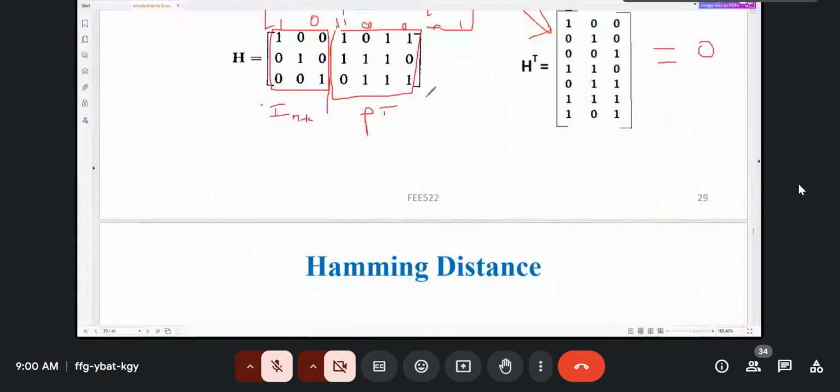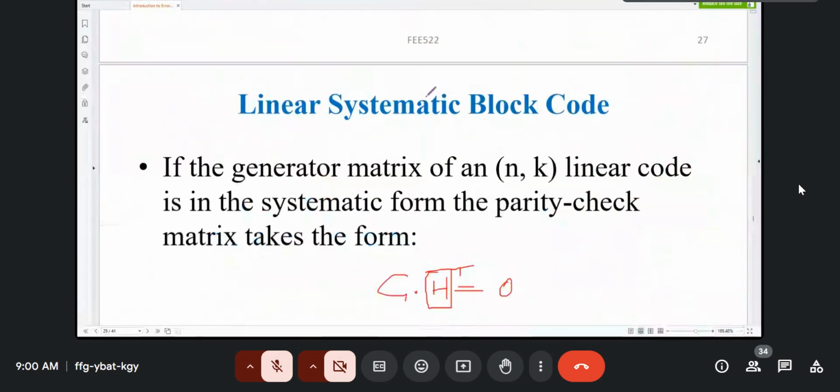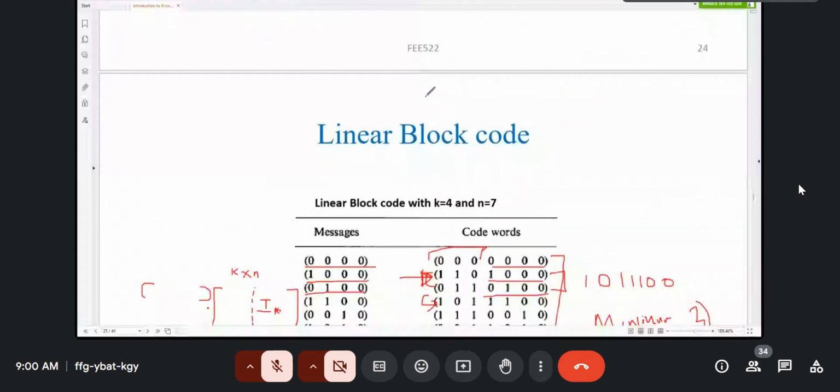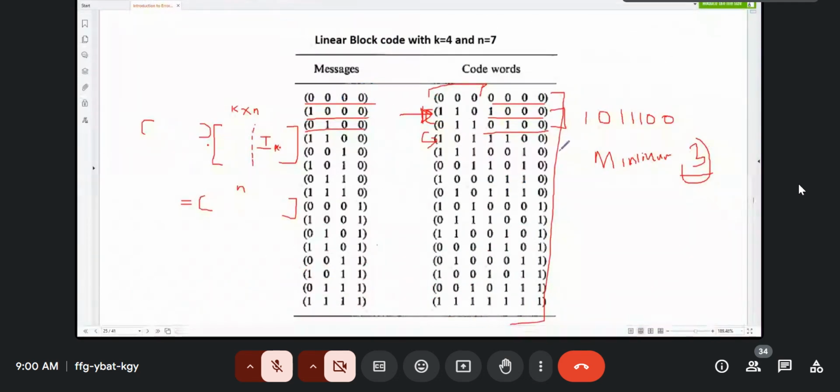What does that have to do with our code? A lot. Because the Hamming distance is the minimum weight.